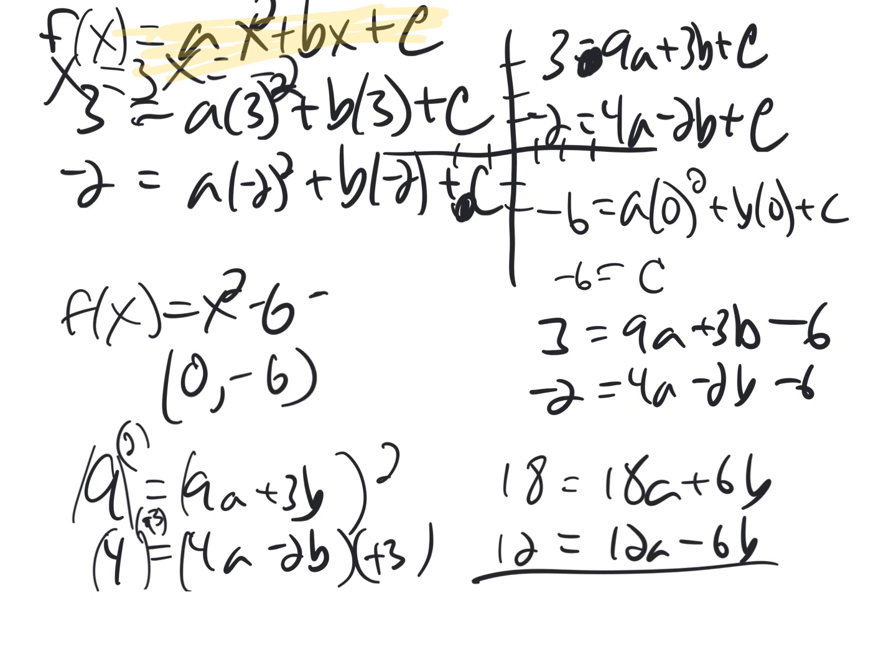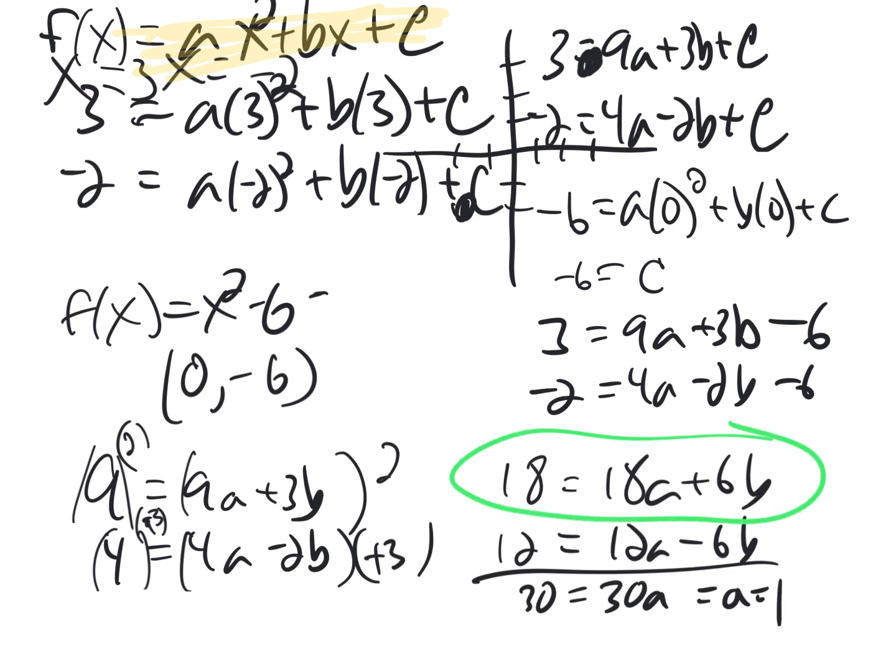Add those equations together, we're going to get 30 equals 30a, so a has to be equal to 1. And then to find b, we go back to one of these two equations right here, and I can drop in that a is 1, which means that's going to give me 18. I'm going to subtract 18. That'll tell me 0 equals 6b. b has to be 0, which corresponds to your x squared minus 6.